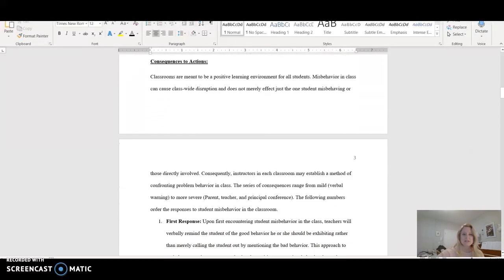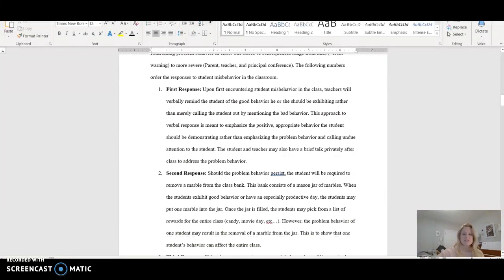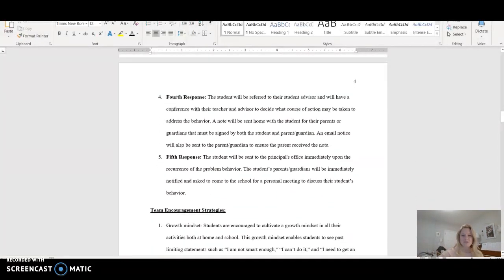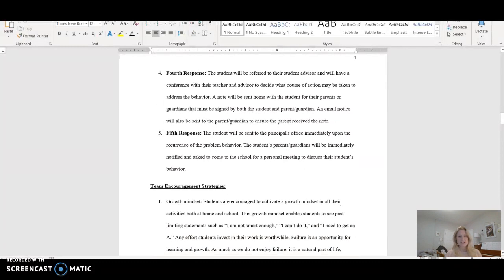Then she has consequences to her actions. She has a first, second, third, and fourth response, or excuse me, down to a fifth response. And you'll notice the book really stresses that sending a student to the principal's office should occur as a last resort, because you really want to help these students to become more self-reliant and independent, and to have a sense of control. So sending them to the principal's office should be used as a last resort, and should be the final response that you would have to any issue.